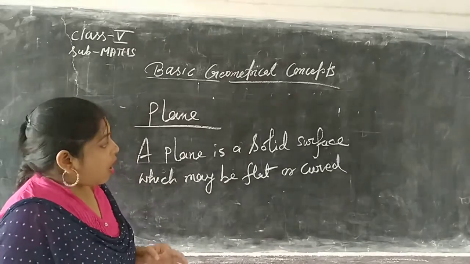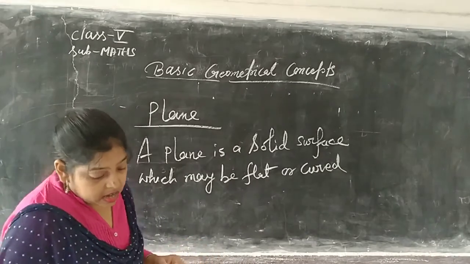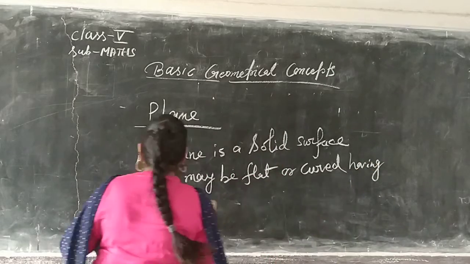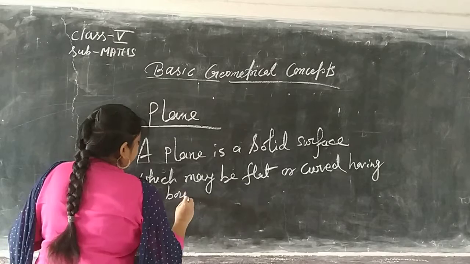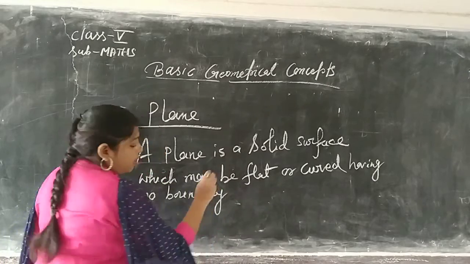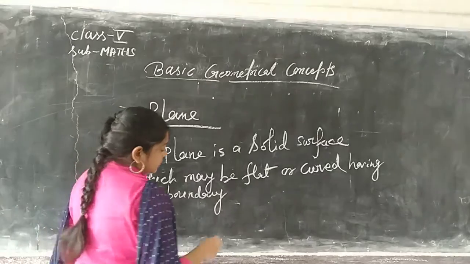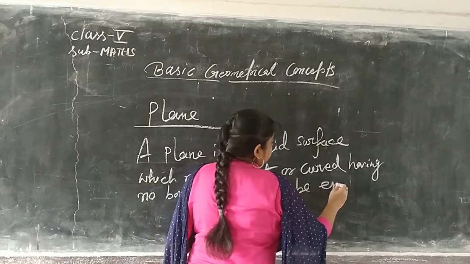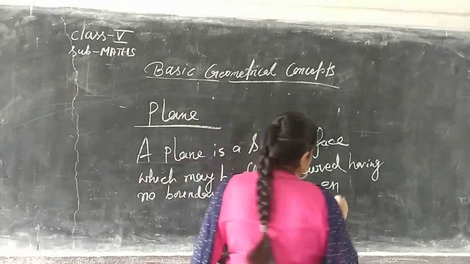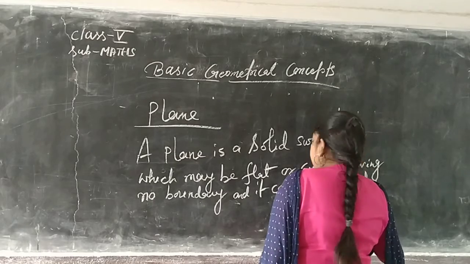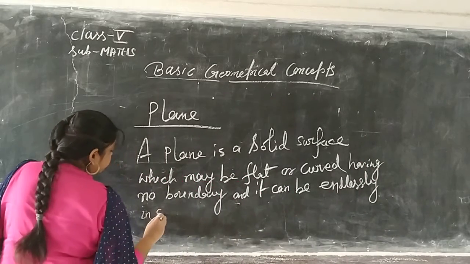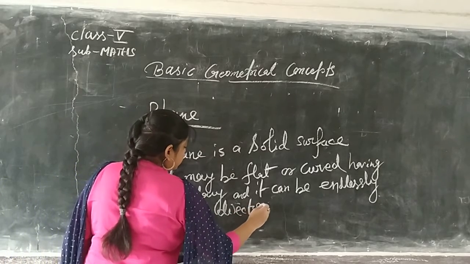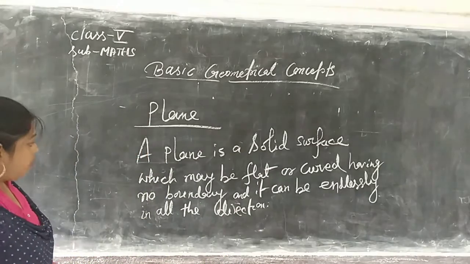So for example, how can we say that is the curve having no boundary? No boundary, and it can be endlessly in all the directions. So this is the definition of the plane.